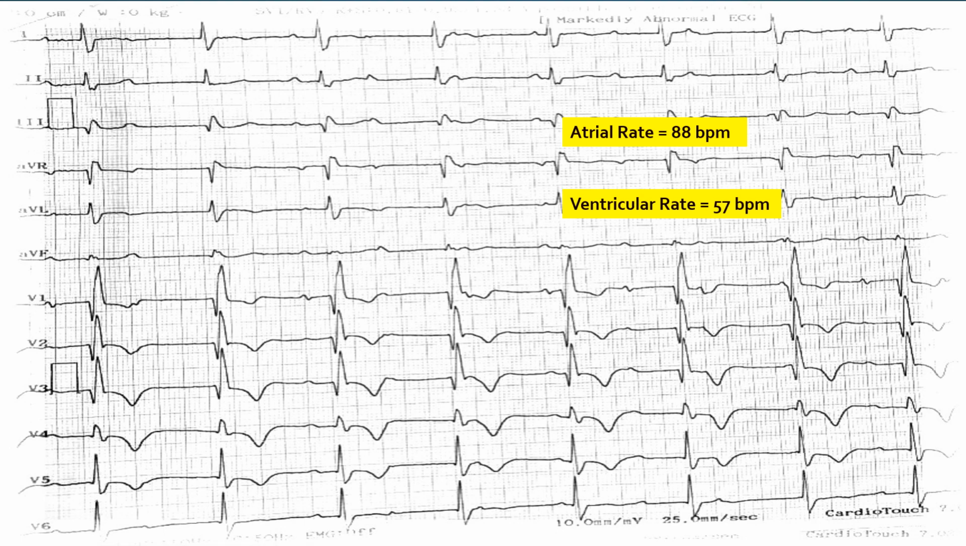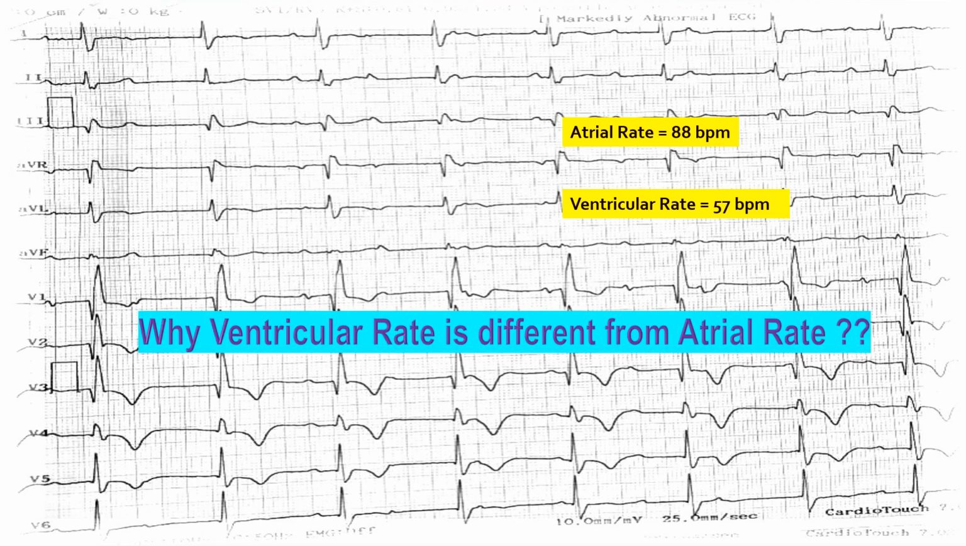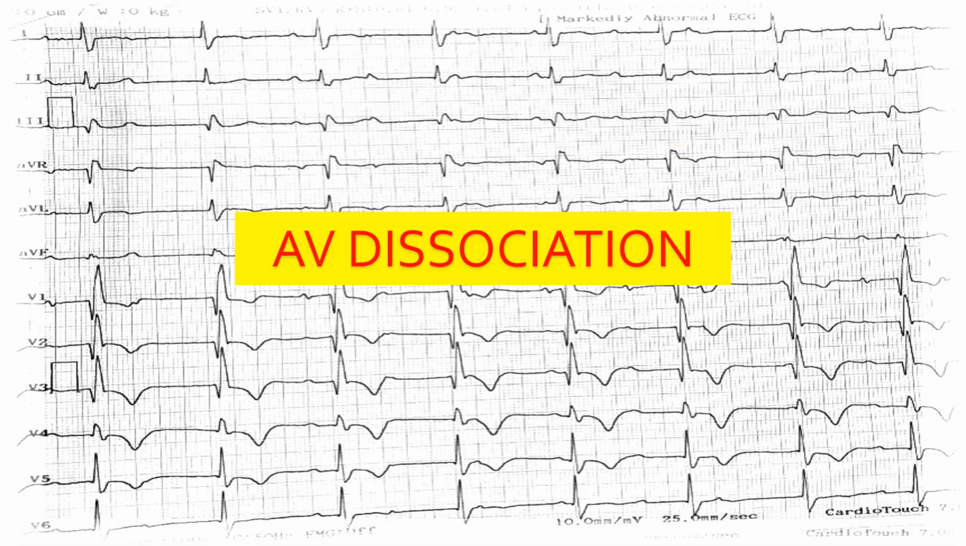This doesn't go in favor of a sinus rhythm, because in a sinus rhythm there is one-to-one conduction and each P wave should be followed by a QRS complex. So why is the ventricular rate different from the atrial rate? We have to identify that reason. The reason for this is AV dissociation. This means that there is no synchrony going on; the A and V are being dissociated. So does this have any significance, or does this correlate with some diagnosis?